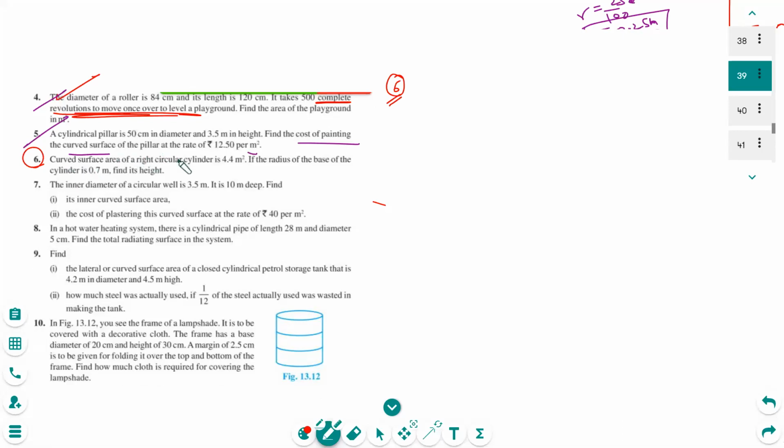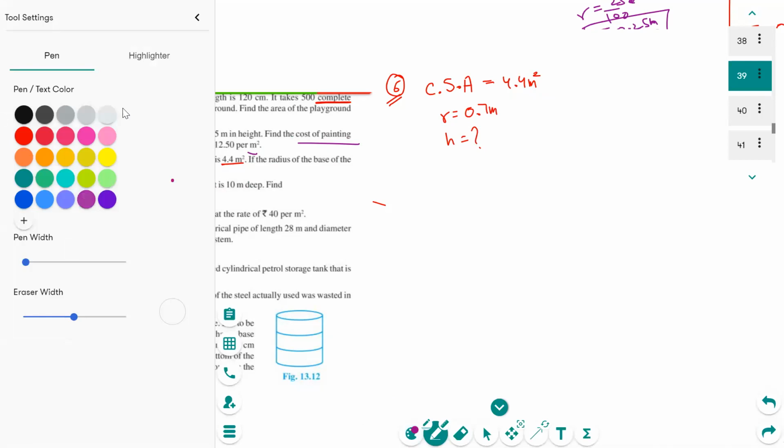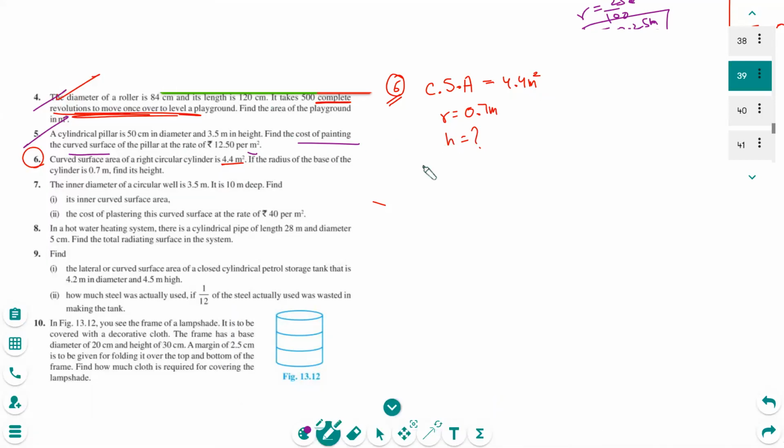Right. So let's start with question number 6. Curved surface area of a right circular cylinder. It is always a good idea to write what is given. It's given that the curved surface area of the cylinder is 4.4 meter square. If the radius of the base is this, find the height. It is a very easy question, and the easiest one in this exercise, I will say.